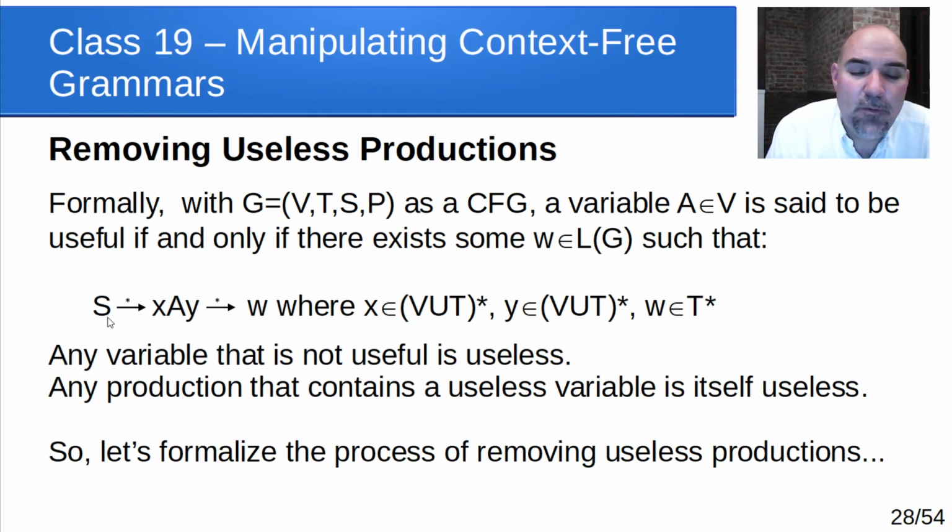So in other words, what we're saying is that for a variable to be useful, it has to be somewhere along a derivation to a string of only terminals, a string that's in our language.